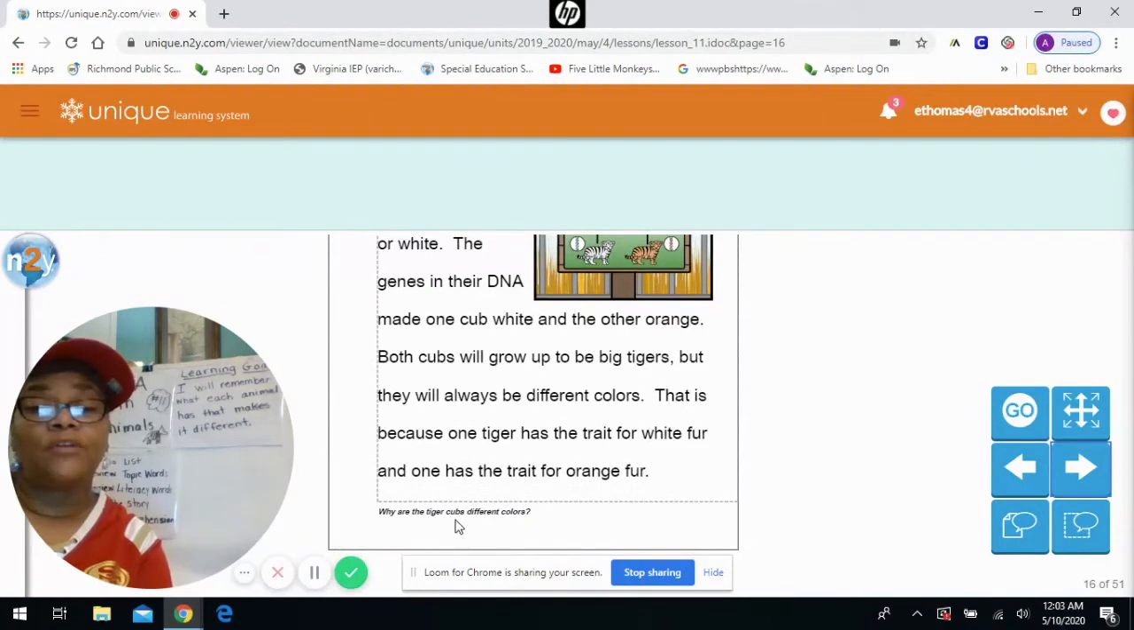Why are the tiger cubs different colors? Because of their what? Their traits. And that's what makes them different from each other.